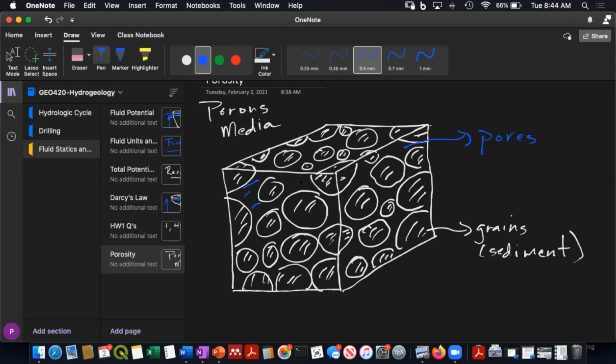Let's say that this cube is 1 meter. No, it's not. It's delta x by delta y by delta z, and we'll talk about those sizes here in a little bit. But when we're going to look for water or use water, it's coming out of the pore space.